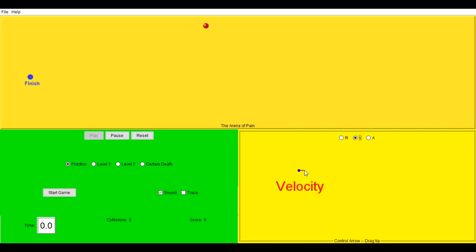But if the arrow is small, then the velocity of the object is slow, because the shorter arrow represents slow velocity. Next one: if the arrow is long and large, then the velocity of the object is faster.